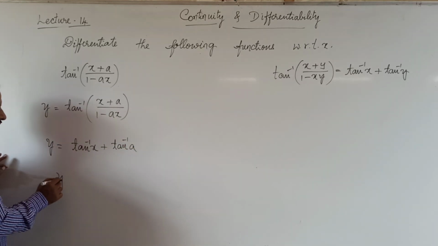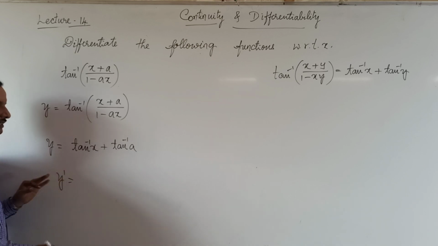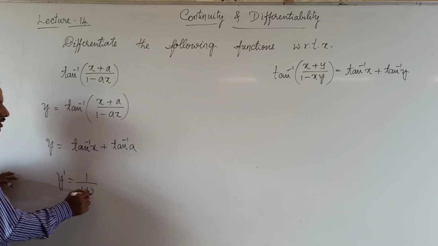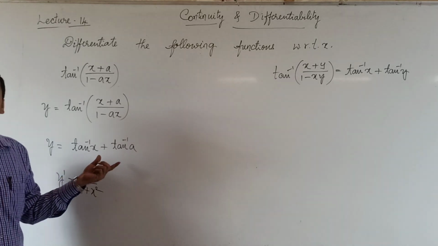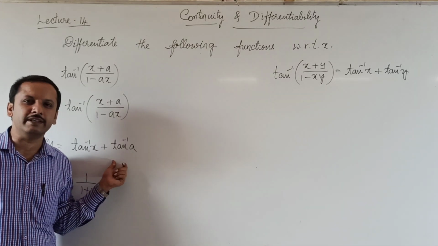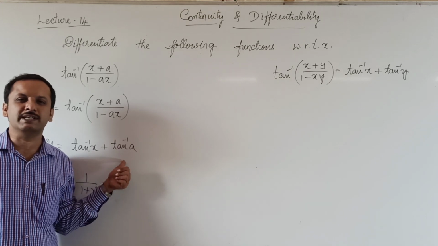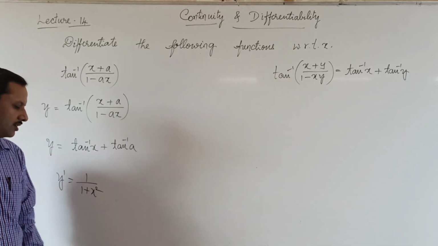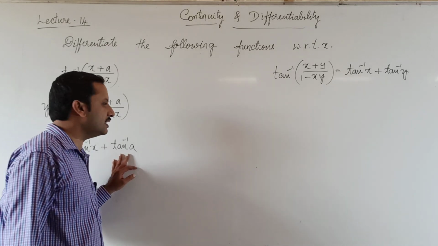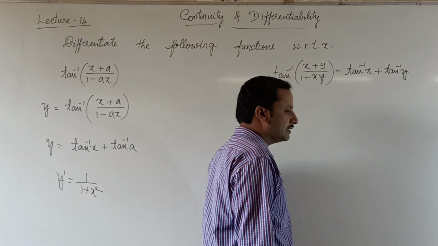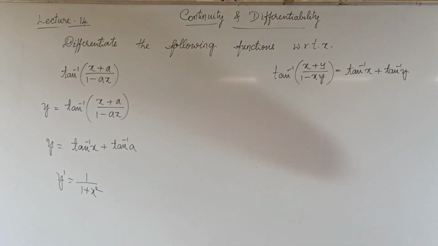Okay, now you can differentiate it. The derivative of tan inverse x is 1 by 1 plus x square. For the derivative of tan inverse a, don't write that as 1 by 1 plus a square. That's not correct, because a is a constant and therefore tan inverse a is also a constant. Hence its derivative is 0. So for this, the answer is 1 by 1 plus x square.